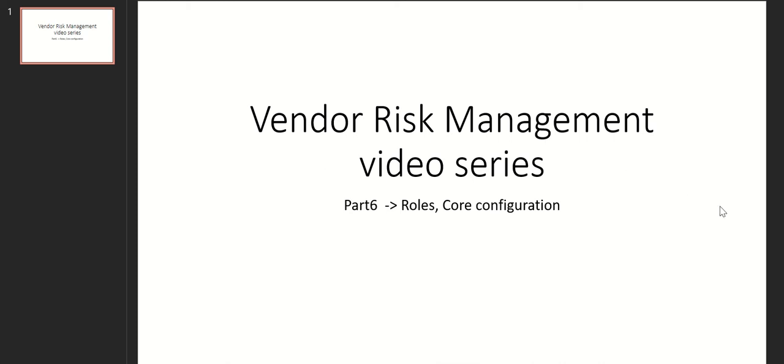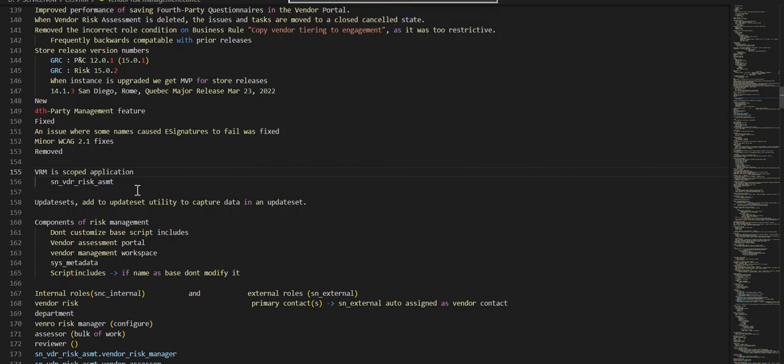In this video, we will talk about roles and we'll talk about core configuration. So we'll quickly touch upon VRM a little bit more and then we'll move to the next topics. So VRM is a scoped application. The application name is SNVDR risk ASMT. We have seen that already.